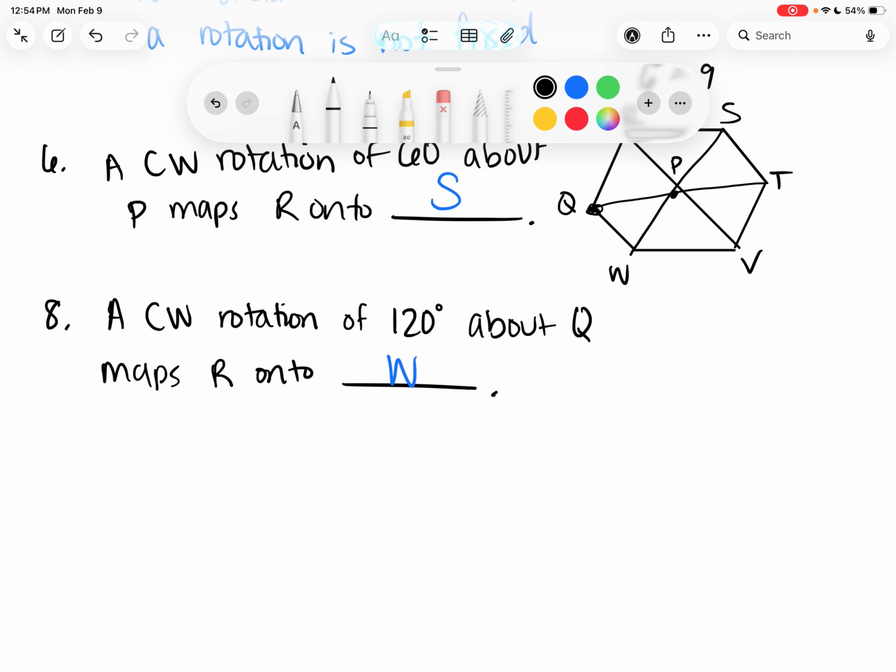Determine whether the figure has rotational symmetry. If so, describe the rotations that map the figure onto itself. So number 10 kind of looks like an eyeball to me. Actually kind of looks like the CBS symbol.